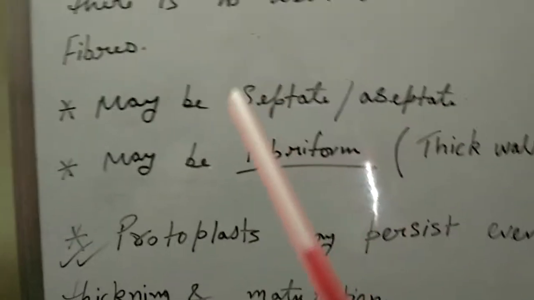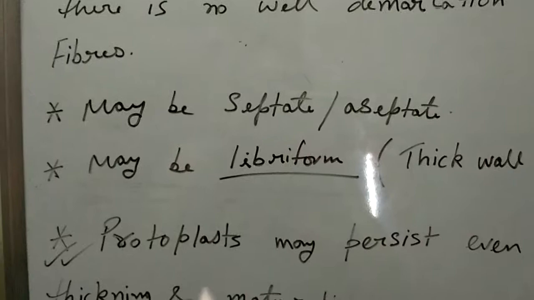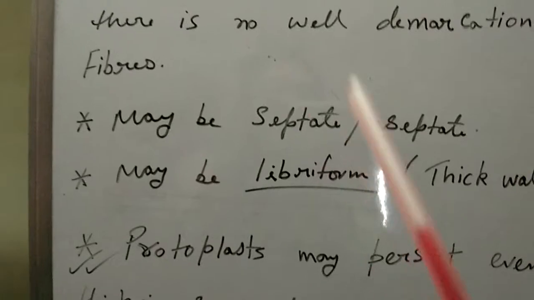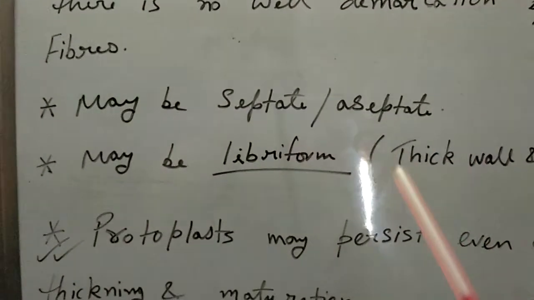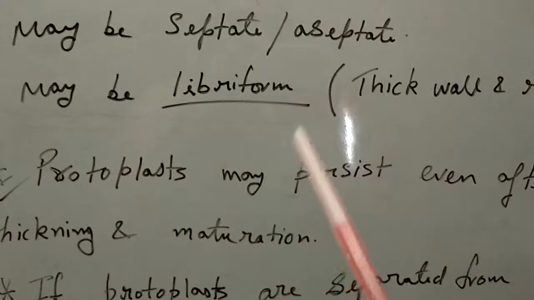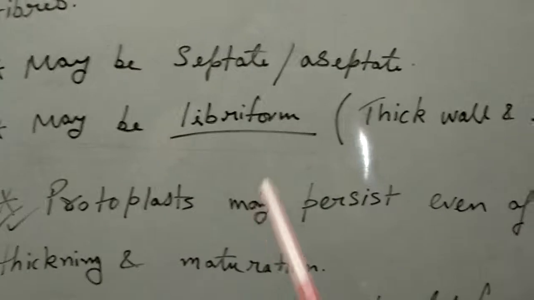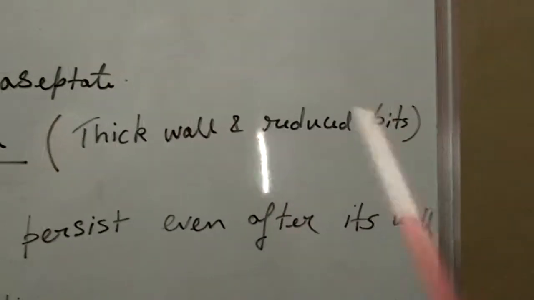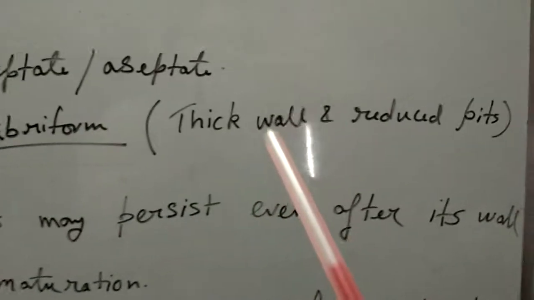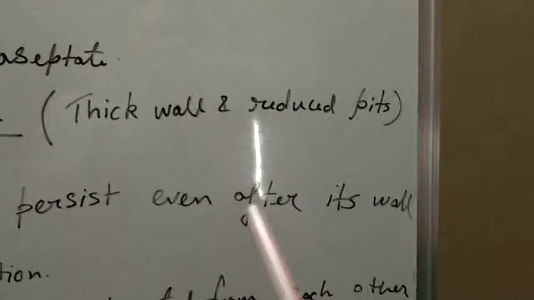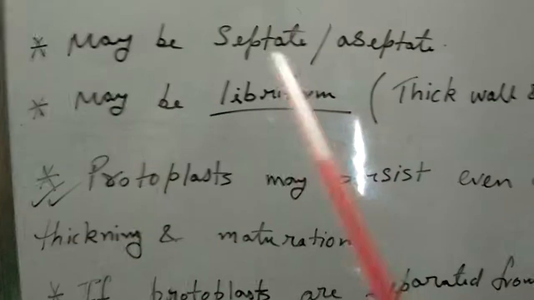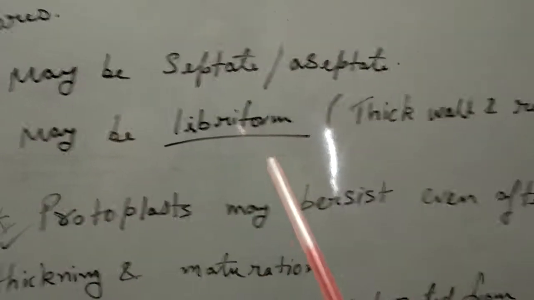The second point is fibers or fiber tracheids may be septate or aseptate, whatever you say. What is septate? I am not telling you right now. In the final point I will describe this. Maybe libriform. This is a type of fiber, which means thick wall and reduced pits. So libriform fibers have thick walls with reduced pits. The walls are thick but the pits are reduced, and that type of fiber is known as libriform.